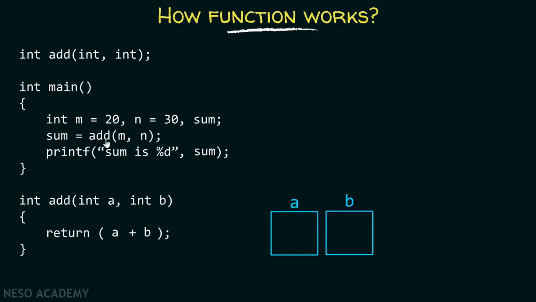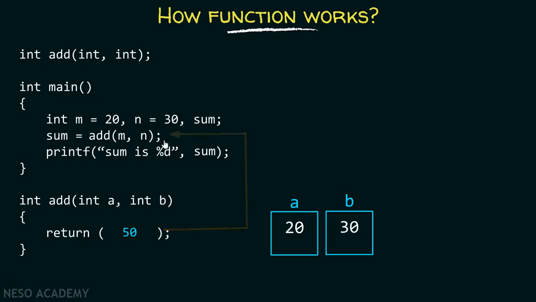Now, as we know, when we are calling the function, we are passing the values of m and n to these variables a and b. The value of m, which is 20, will get passed to this variable a, and the value of n, which is 30, will get passed to this variable b. Therefore, a will now contain value 20 and b will contain value 30. Now inside this function, we are manipulating these values. That means we are adding these values, right? Variable a will get replaced by 20 and b will get replaced by 30, and then finally we add them together, which will return 50. Finally, we simply return this value 50 back to the calling procedure, right?